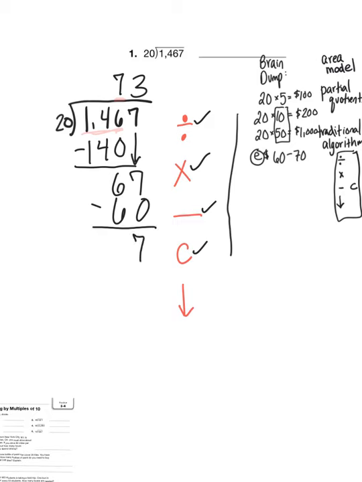And I have a remainder of 7. Since 7 is less than 20, I know I can stop there. And I can put my remainder either like this, or I can express it as a fraction.